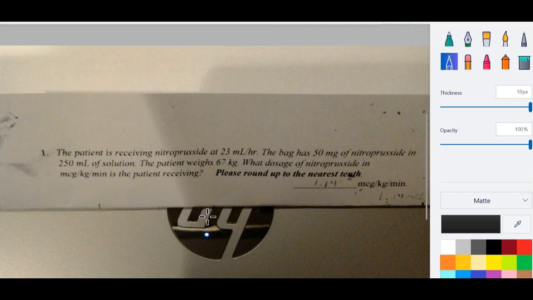So this is what we're going to do. We are going to first of all take note of this, but really what we're going to concentrate on is this. What the pharmacy brought up to us or whatever the Pyxis had available. And what it has available is 50 milligrams of nitro in 250 mLs of solution. So once we get a base concentration, we can figure out what 23 mLs equates to in terms of medication. Because we'll break it down. When I say base concentration, I mean how much medicine is in 1 ml of solution. So 1 ml of solution will equal whatever, we just want to know how much medication is in that 1 ml.